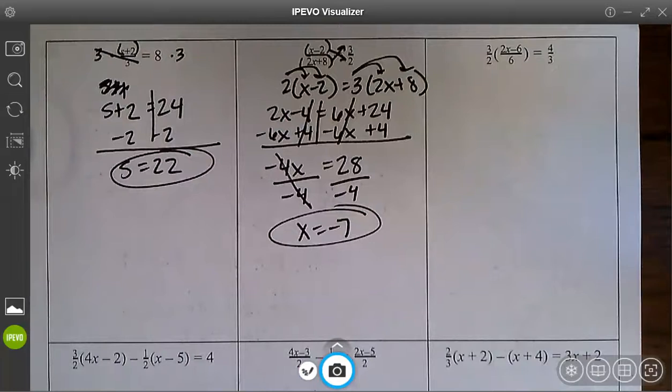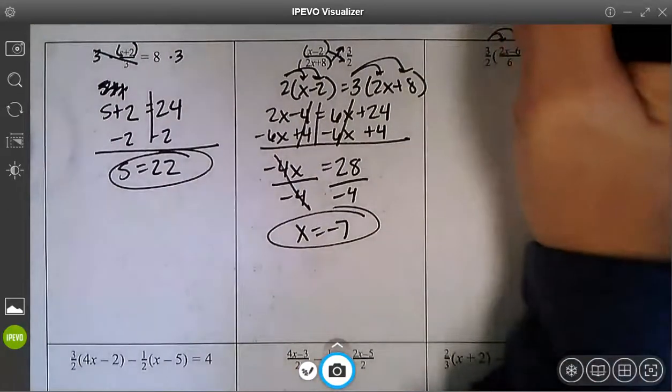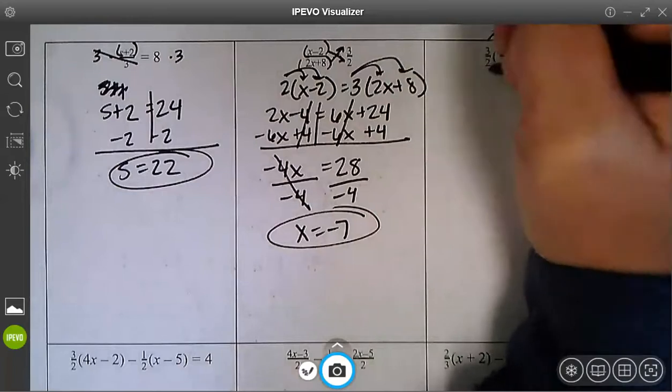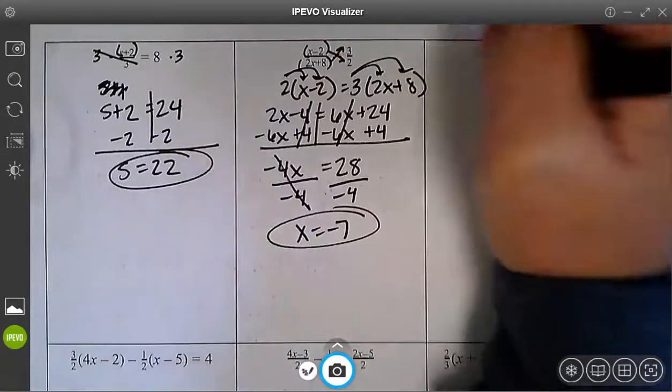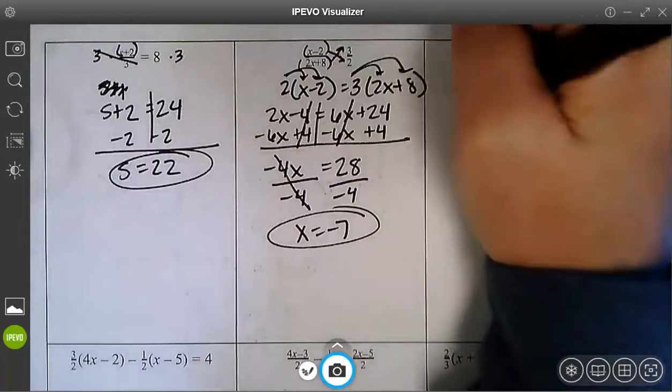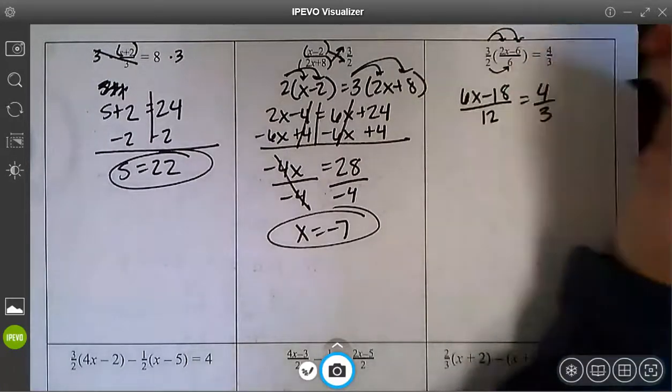The next one, I have 2 fractions multiplied on one side equals a fraction on the other side. I have to simplify the left first, and then I will cross multiply. So first I'm going to distribute my 3 into the 2x minus 6 and multiply my 2 times 6. When you multiply fractions, you multiply straight across. So you get (6x minus 18) over 12 equals 4/3.